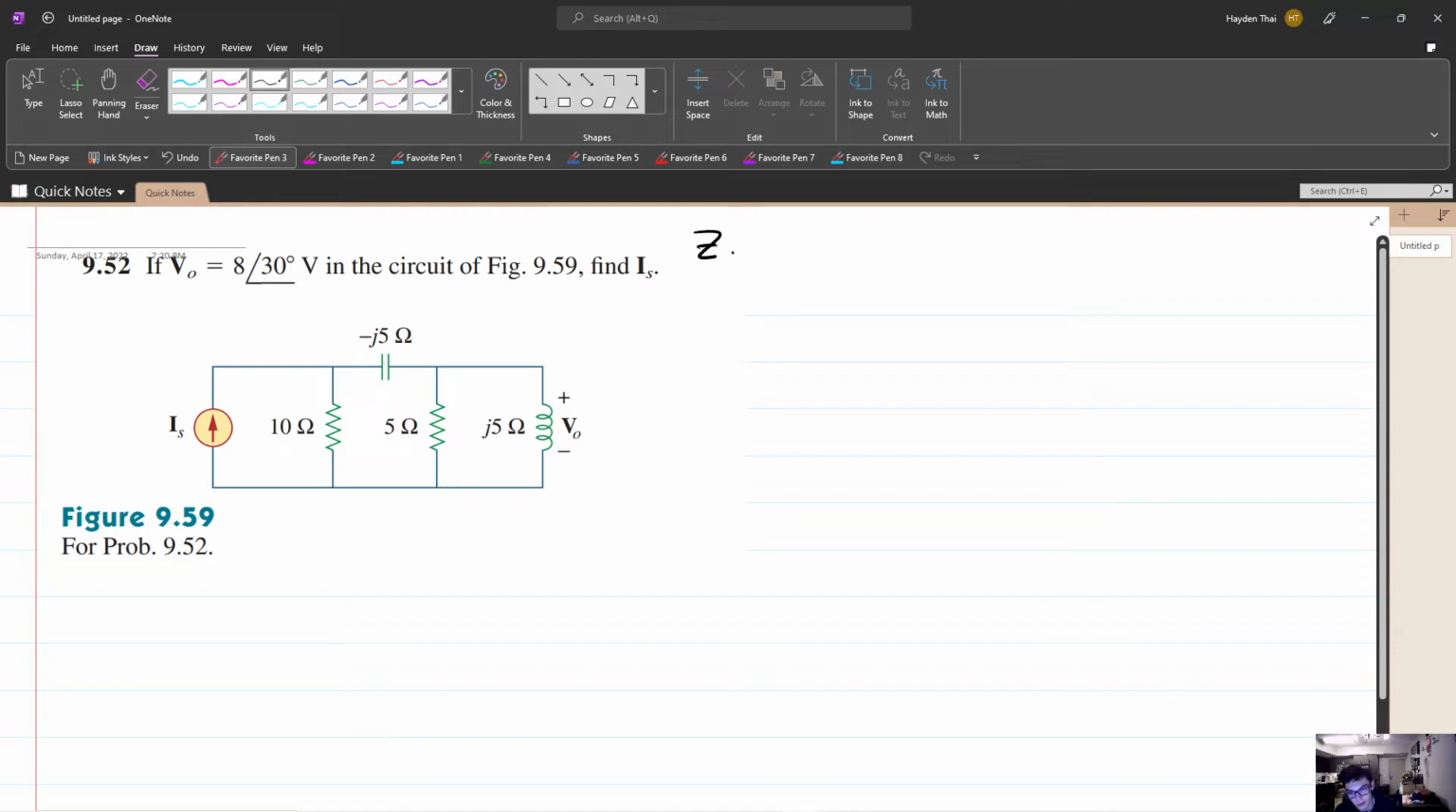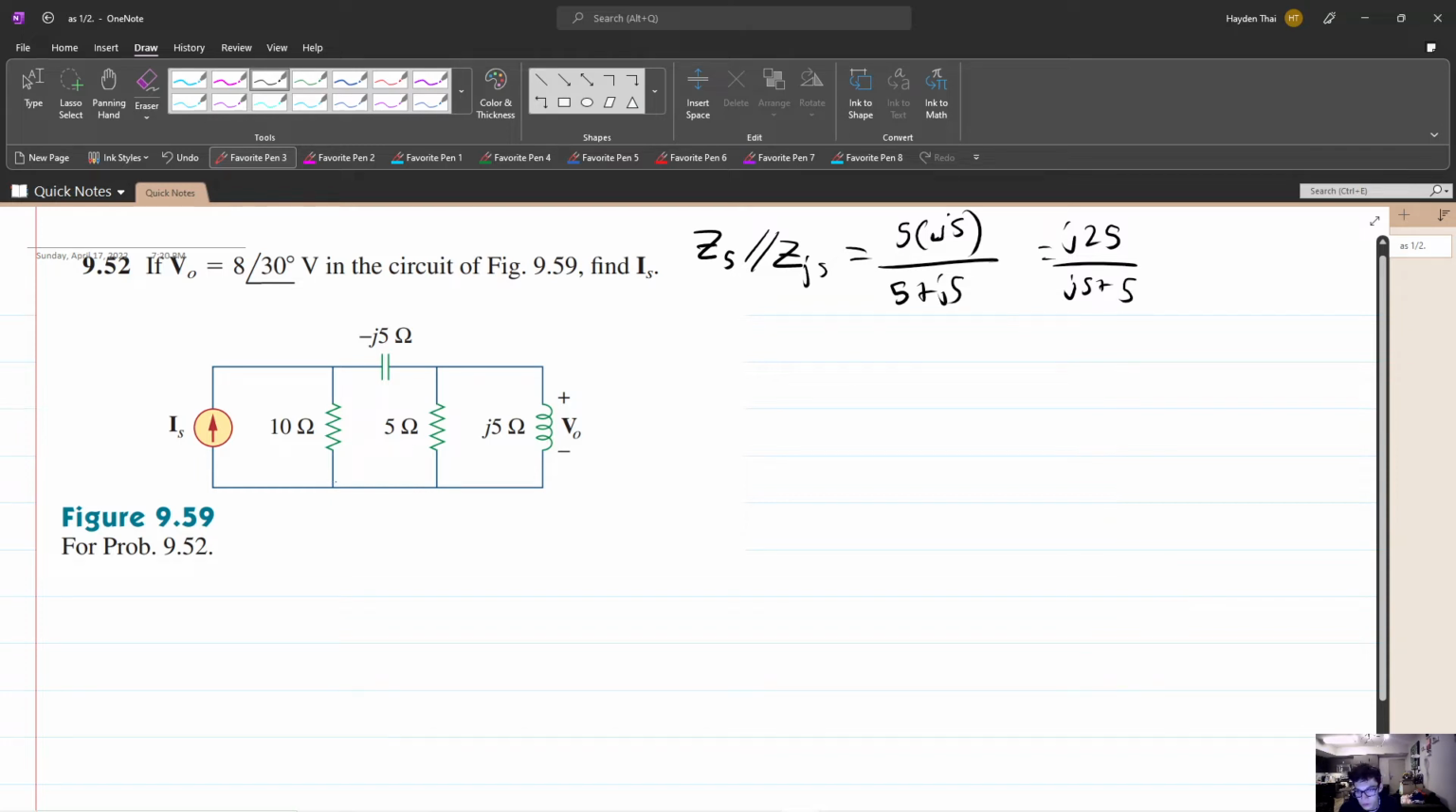So we can actually combine the impedance of the 5 ohm with the impedance of J5. So that's going to be, let's see, 5 times J5 over 5 plus J5. And then we know that the voltage drop across this 5 ohm resistor is going to be the same because they're in parallel. Right, okay, so J25. Okay, cool.